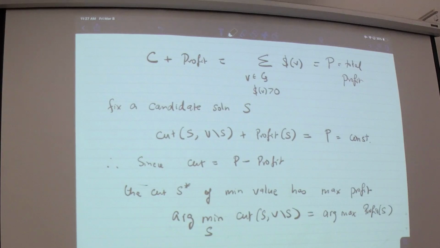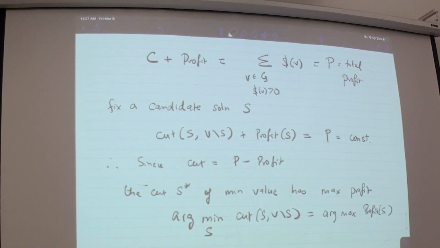What is this notation? R of P minus? Oh, so basically it's saying min over this is the value. Arg min is the thing that gives you that value. So the min is just the value of the cut. Arg min is the set that achieves that min. Okay. That's all.